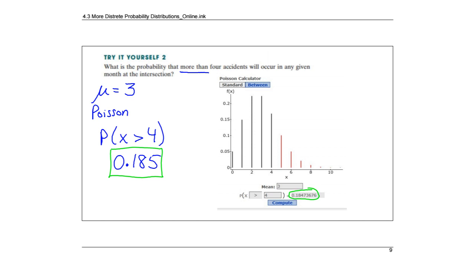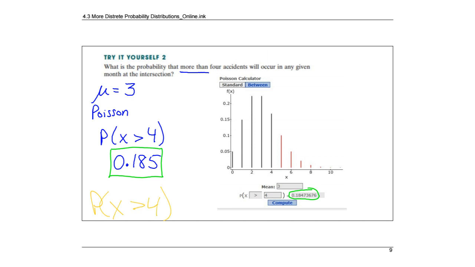This is the same problem, but this time they want to know the probability that more than 4 accidents will occur. So this is why we practiced all of that inequalities and translating sentences, so that we can be really careful about whether we need greater than or equal to, less than or equal to, or equal to. So this says more than 4. That means that we want the probability of x greater than 4.